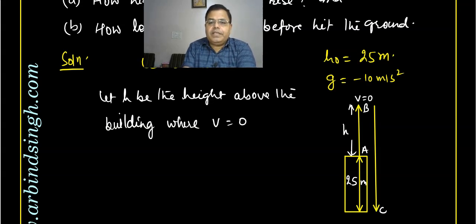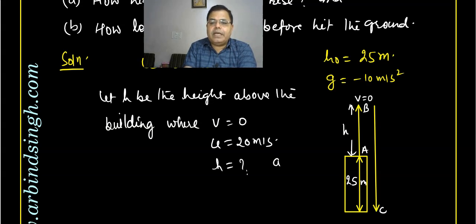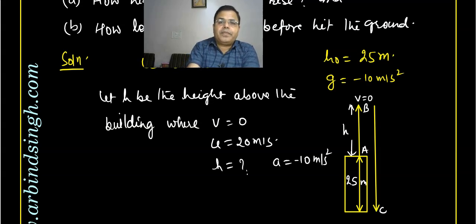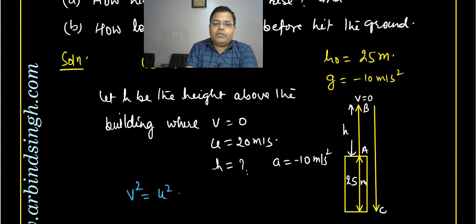So here v is zero, u is already 20 meter per second. h you have to calculate, and a is given, that is minus 10 meter per second square. So which equation of motion can be used? v is equal to u plus at, t is not known, so we can't use that. s is equal to ut plus half at square, again t is required, so we can't use this. So we can use v square is equal to u square plus 2as, where s, x, h are all the same. So here v square is equal to u square plus 2gh.